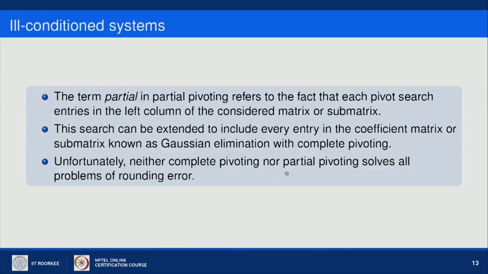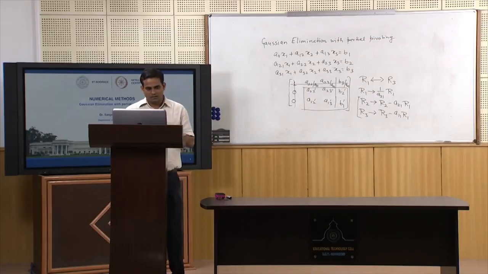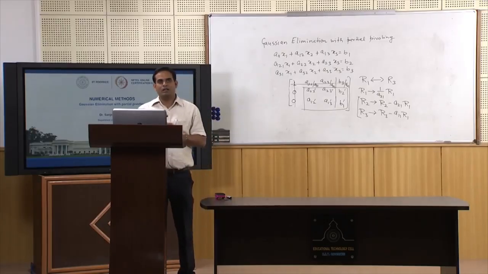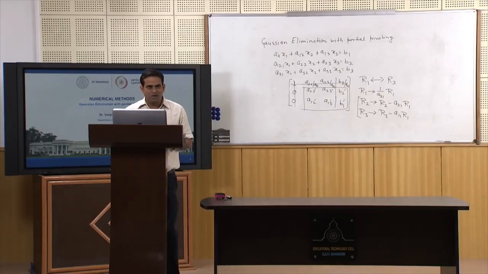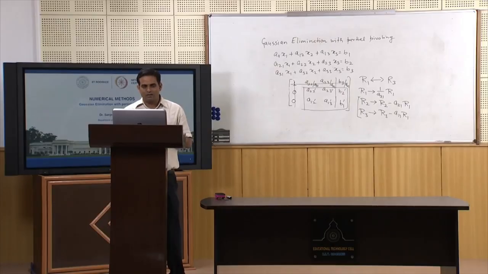Unfortunately, we have some systems where we cannot solve the system of equations using either partial pivoting or complete pivoting. Now, I will talk about some of those systems. First of all, I will take the systems called ill-conditioned systems. Some linear systems, those that are ill-conditioned, are extremely sensitive to rounding off error or any other kind of numerical errors. For such systems, pivoting doesn't help much. Even though you use partial pivoting or full pivoting, we can have an incorrect solution using the numerical scheme.